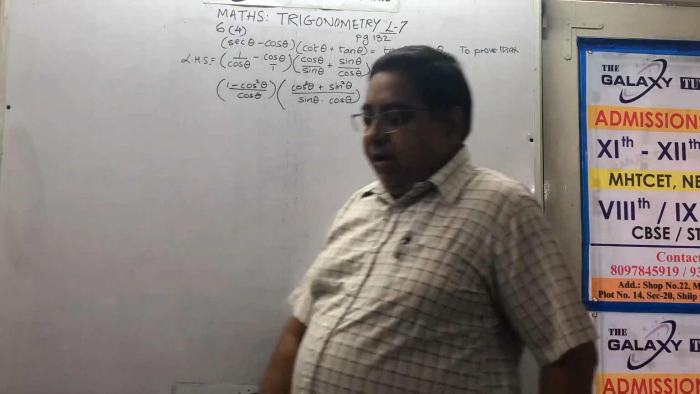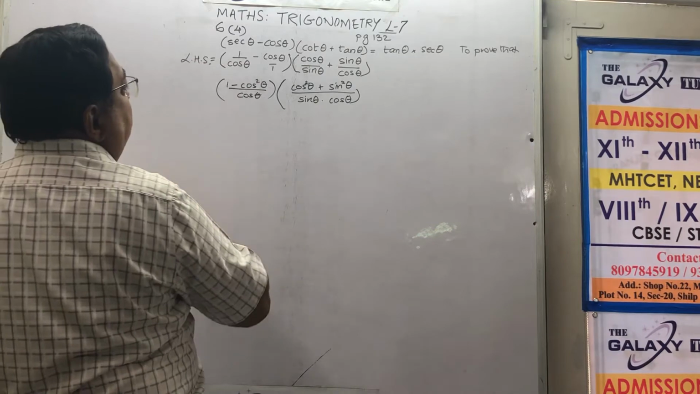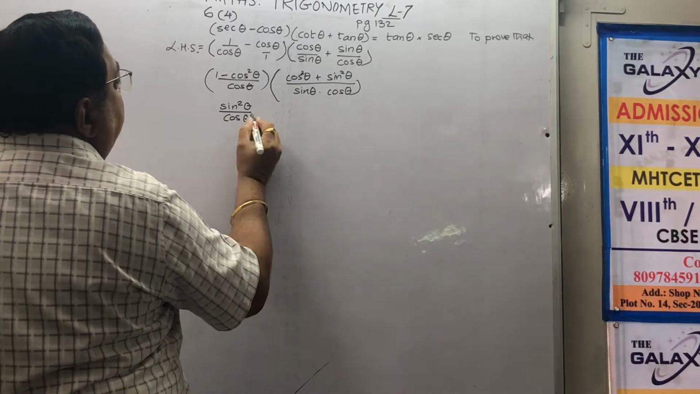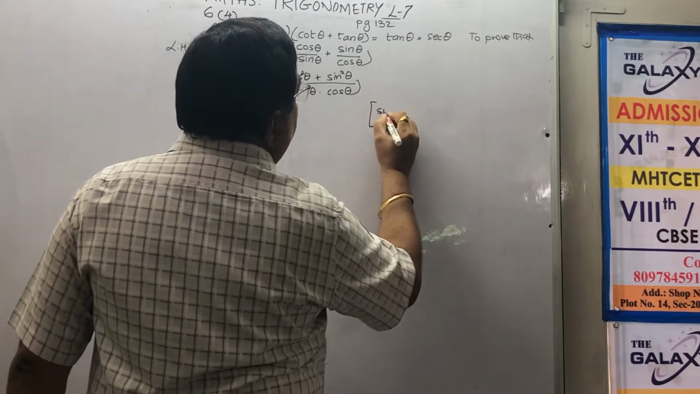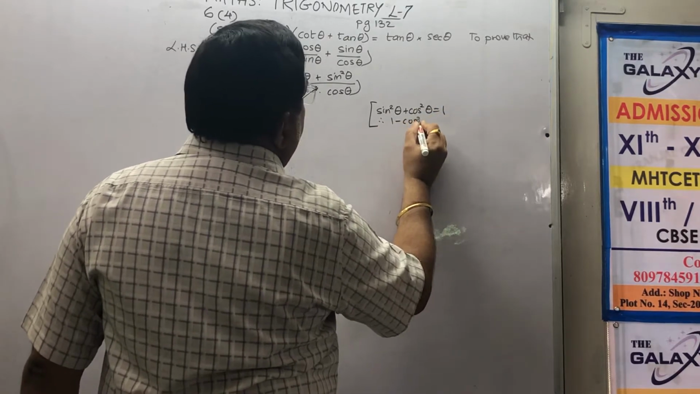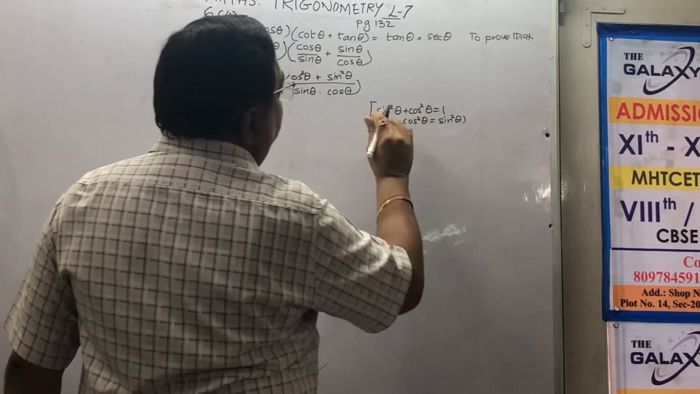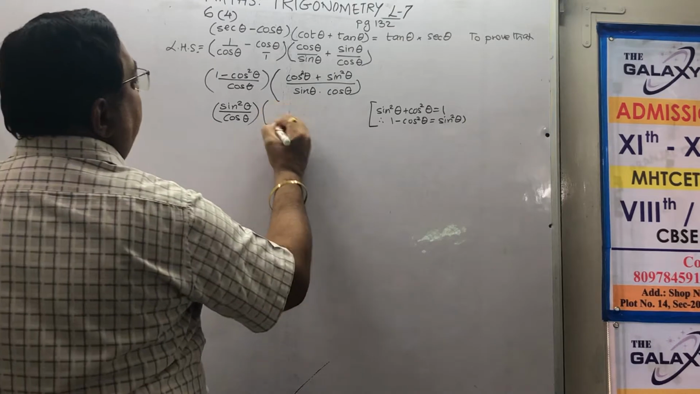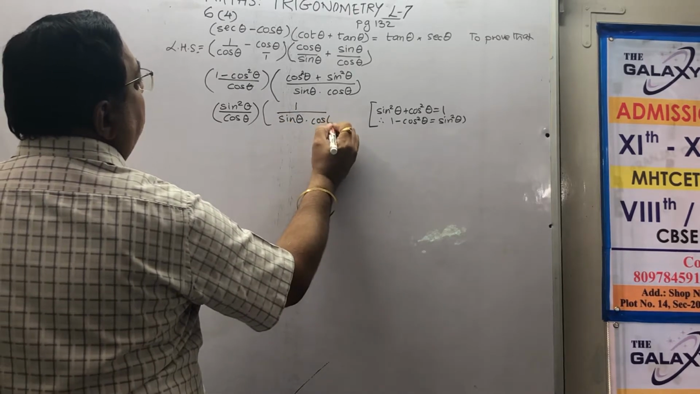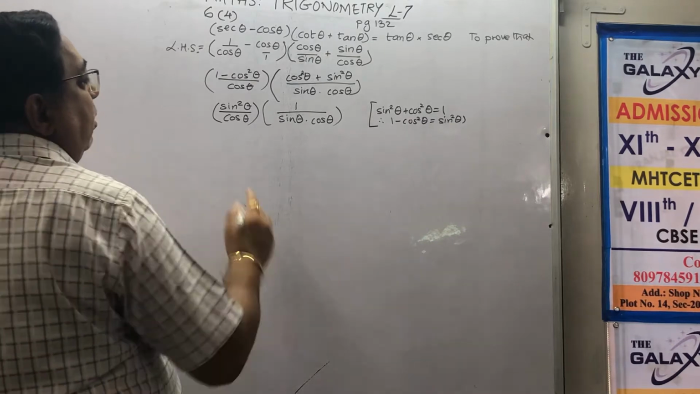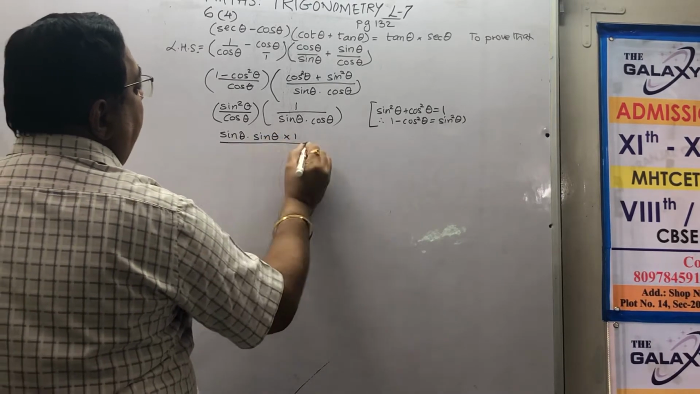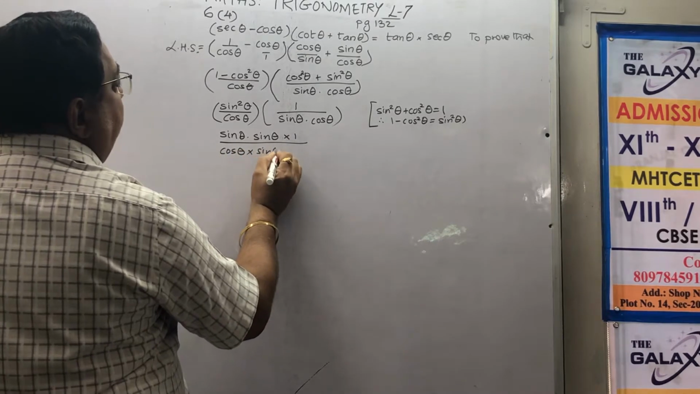Eighth standard fractions. Then I will see that 1 minus cos square theta is sin square theta. How? Remember identity number 1: sin square theta plus cos square theta is 1. Therefore, 1 minus cos square theta is sin square theta. Here, sin square theta plus cos square theta is 1, and I have sin theta and cos theta. Now I have sin theta multiplied by sin theta and by 1, and cos theta multiplied by sin theta multiplied by cos theta.